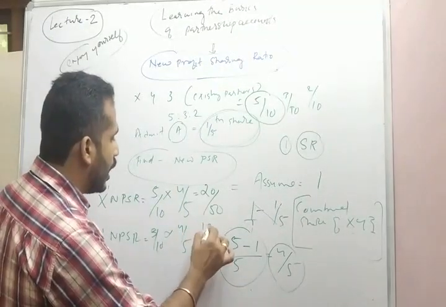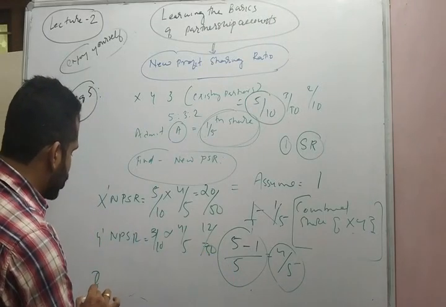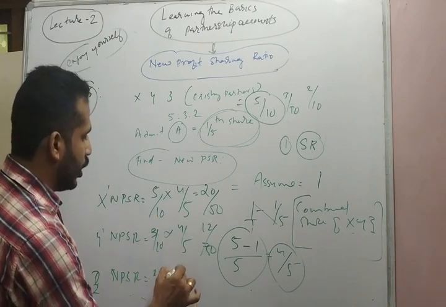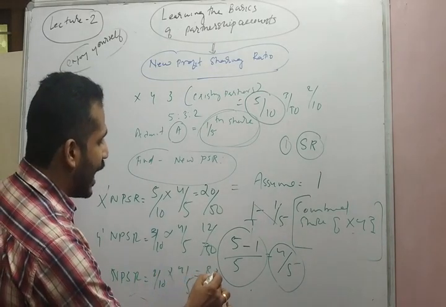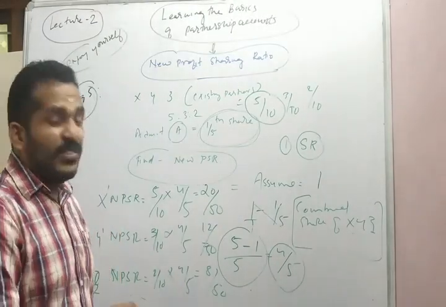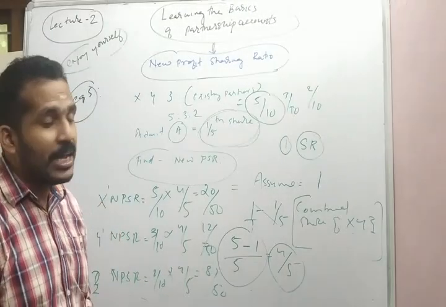We will get 12 by 50. Then Z's new profit sharing ratio: 2 by 10 into 4 by 5, we will get 8 by 50. This is how we will compute if the sacrificing ratio of each partner is not given in the question.